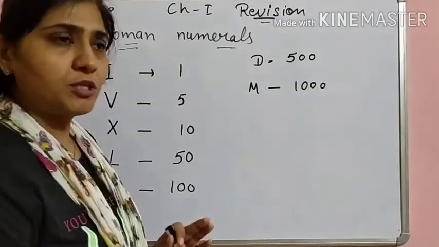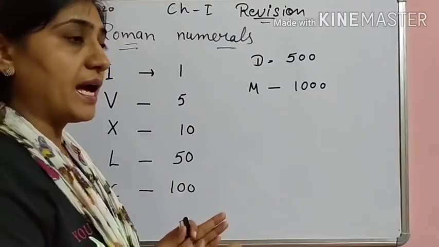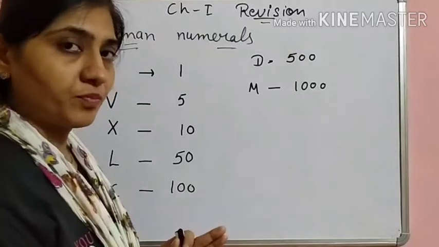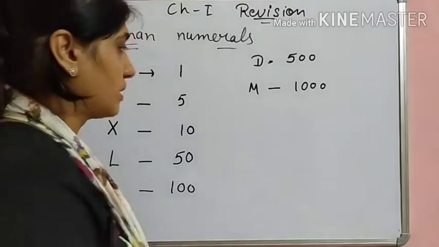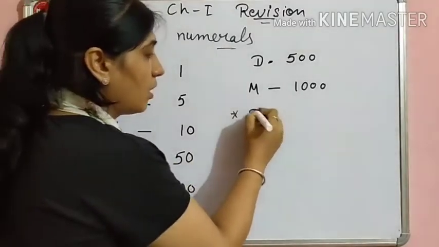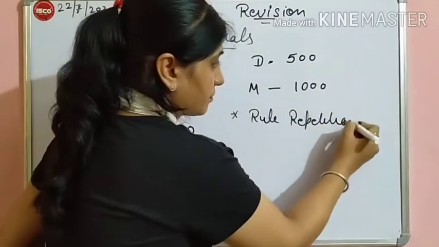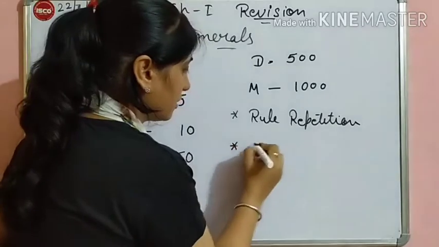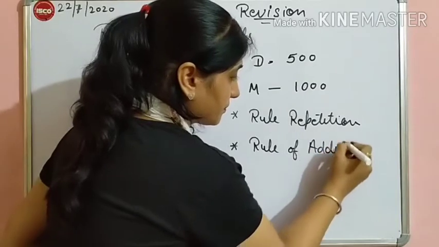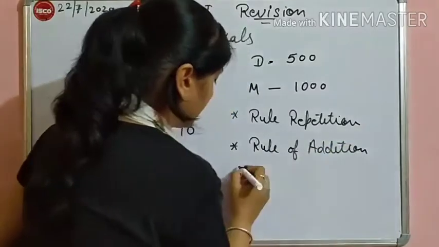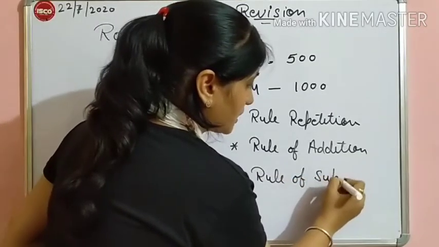Then there are so many rules, but in your class we will discuss only 3 main basic rules, and we will learn till 50. How will we write numbers till 50 in Roman numerals? The first is the rule of repetition, the second is the rule of addition, and the third is the rule of subtraction.